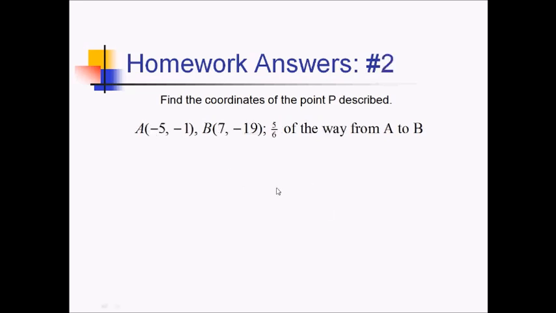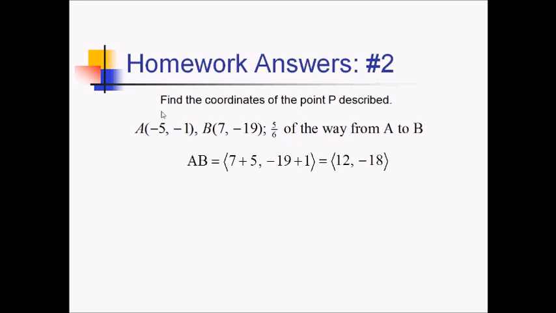On this problem, we're trying to get 5/6 of the way from point A to point B. Let's begin by figuring out how to get all the way from A to B with the component form. So that's going to be 7 minus -5, so 7 plus 5, comma, -19 minus -1, or plus 1. So that gives us a component form of 12, comma, -18.